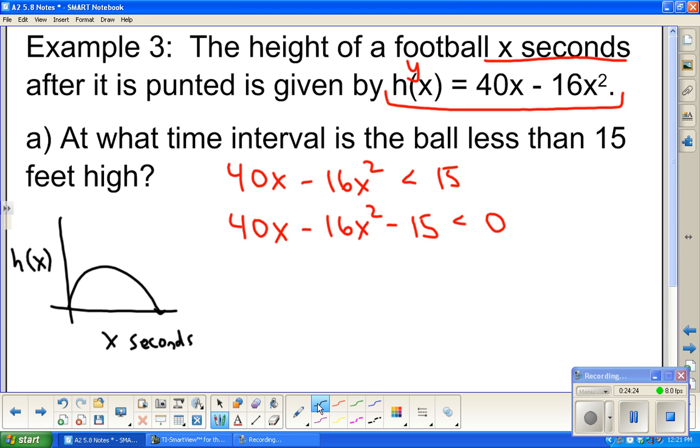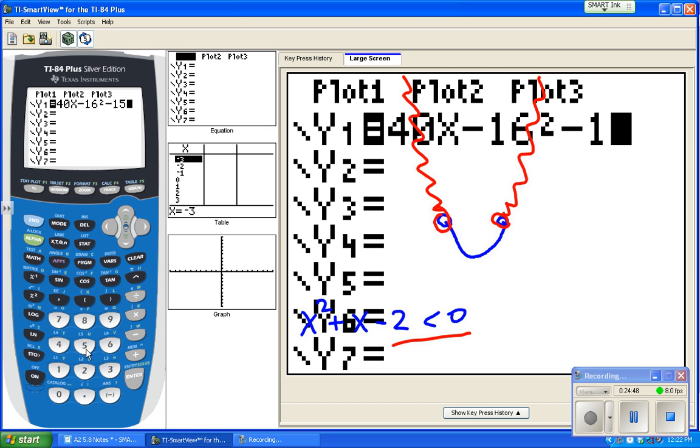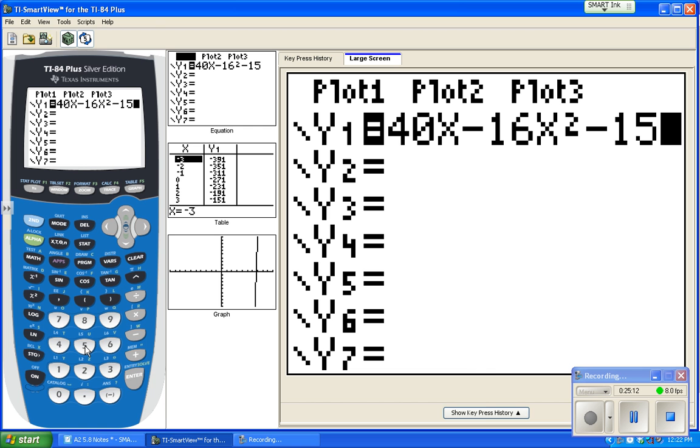So let's graph this thing and see what we get. I'm going to throw this into my y equals screen and look to see when is it less than 0, or when is it like underwater, under the x-axis. Okay. So 40x minus 16x squared minus 15. Let's get this stuff out of here. Okay, that's the thing we want to look at. Oops, I forgot my x after the 16. 16x squared. So like that, right? All right, and let's see what this thing looks like.